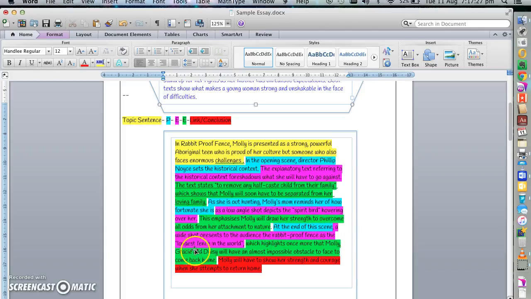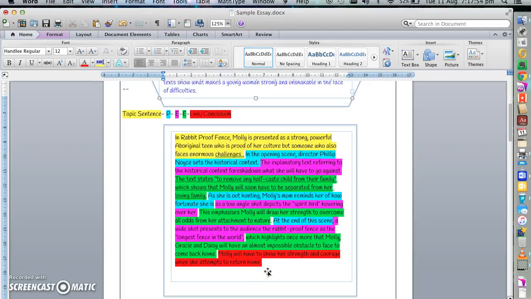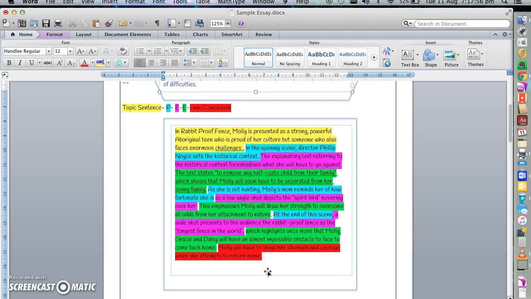At the end of this scene, a wide shot presents to the audience the rabbit-proof fence as the longest fence in the world, which highlights once more that Molly, Grace, and Daisy will have an almost impossible obstacle to face to come back home. The rabbit-proof fence is another significant image right at the start, and I have decided to include that in my opening paragraph. Molly will have to show her strength and courage when she attempts to return home.